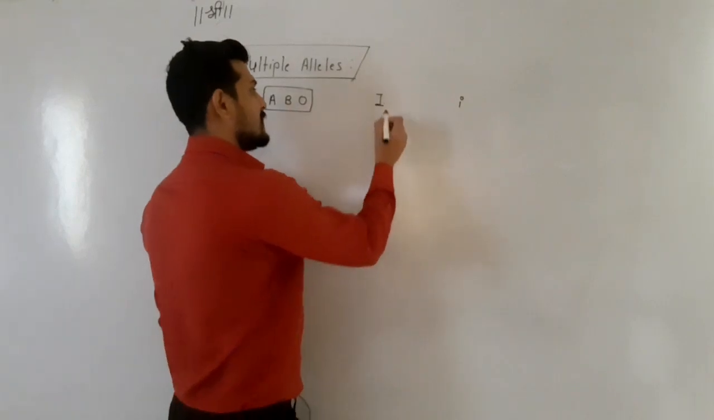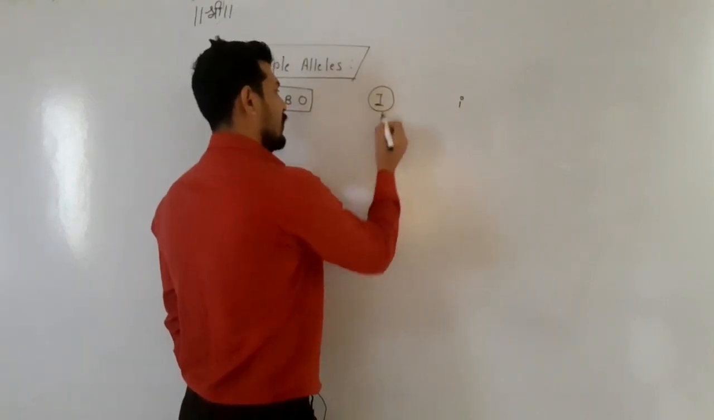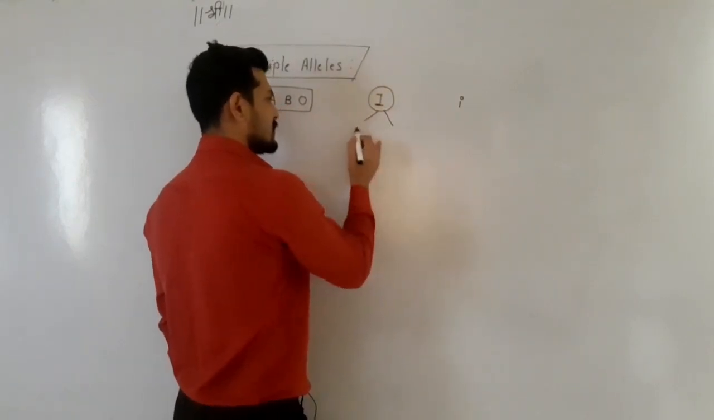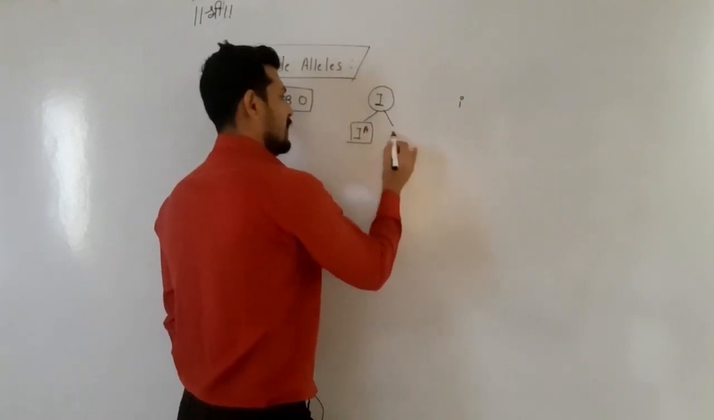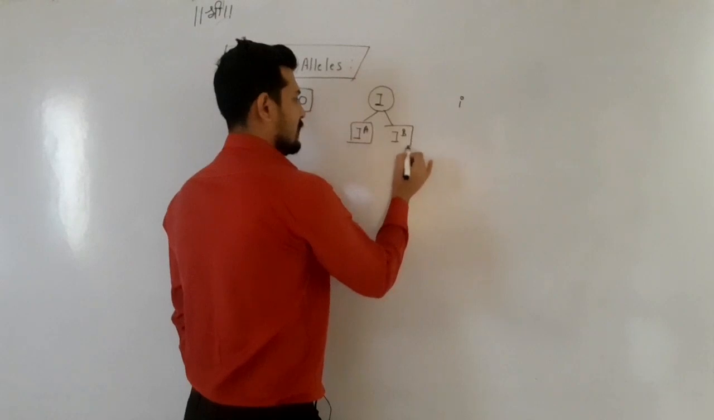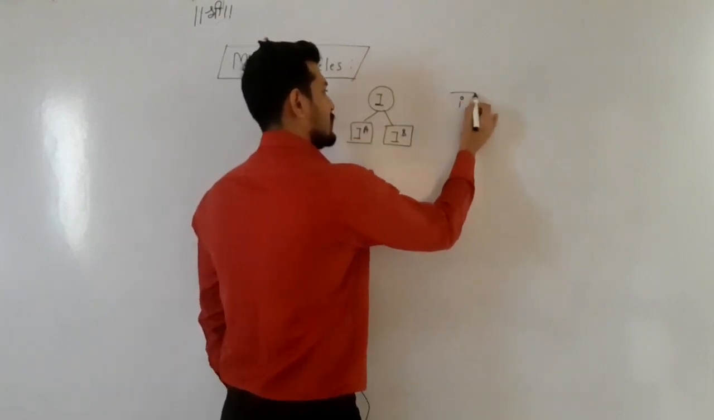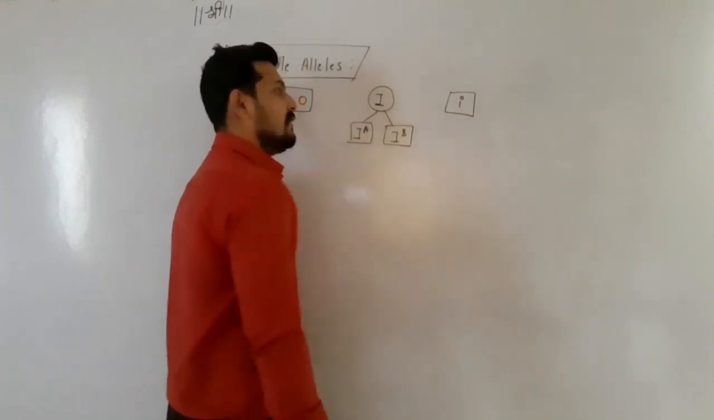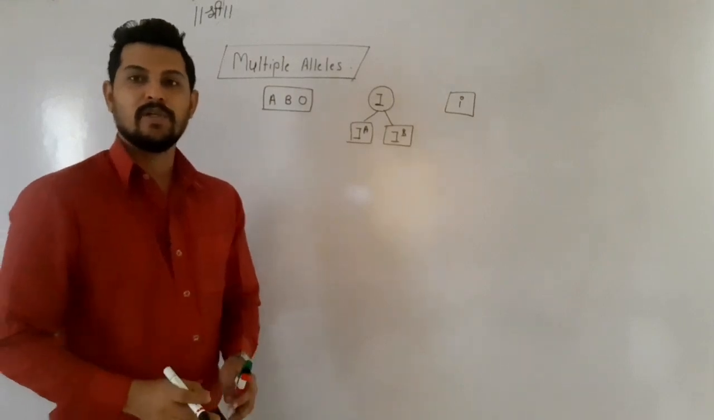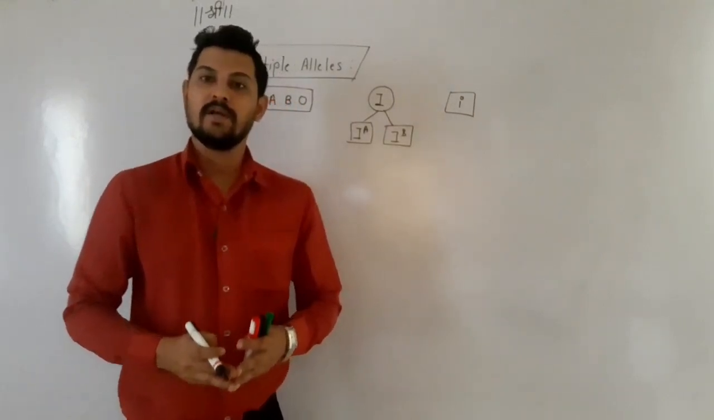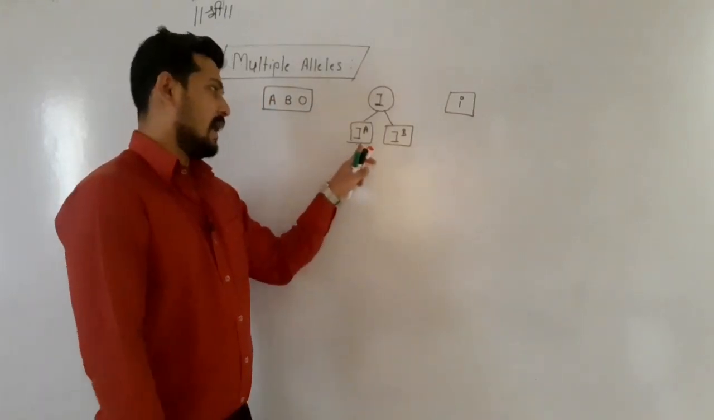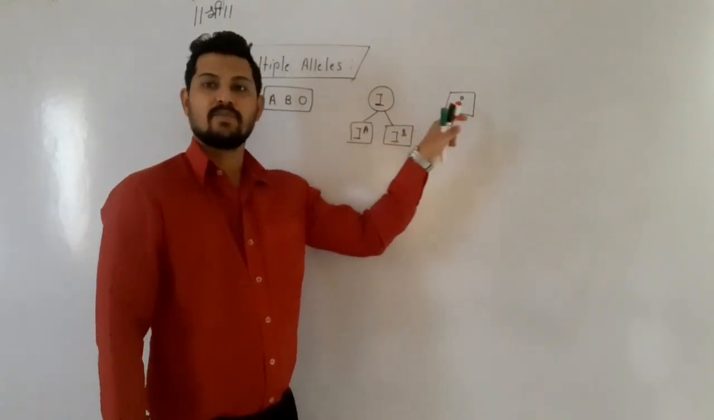The dominant allele is called I and the recessive allele is called small i. Capital I has two variants within a population. One is IA and another is IB, right? But the recessive allele does not have any variant. So within a population, three types of alleles are observed for the ABO blood group system: IA, IB and small i.